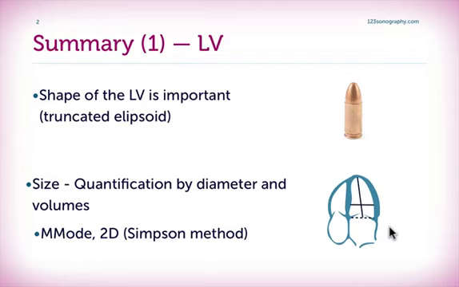So let's summarize what we've learned in this chapter, and let's start with the left ventricle. The shape of the LV is important. The normal shape is that of a truncated ellipsoid. To quantify the size of the left ventricle, we can use diameters and volumes, and these can be assessed both with the M-mode and 2D, basically with the so-called Simpson method.